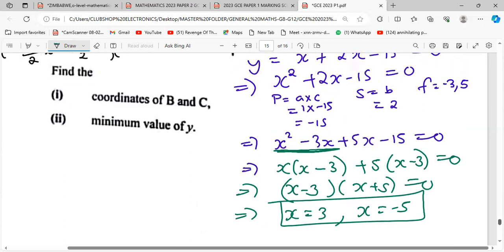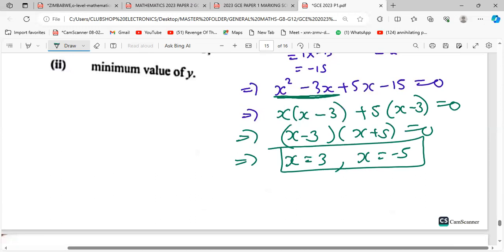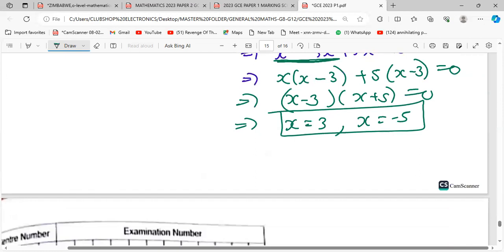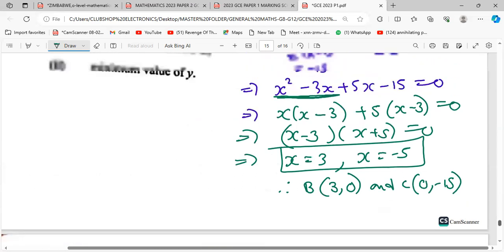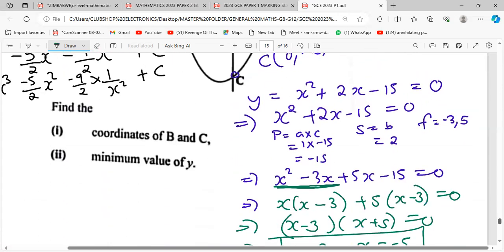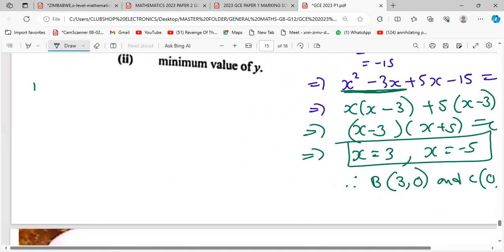Now, since B is on the positive axis of x, the value of B with regard to x should be 3. Therefore, B will be (3, 0), and for C, it is (0, -15). If you want to find the coordinate for C, you can put 0 where there is x, and you get -15.